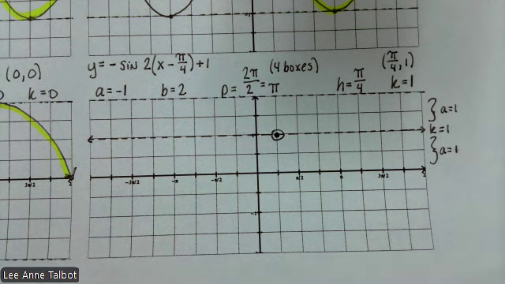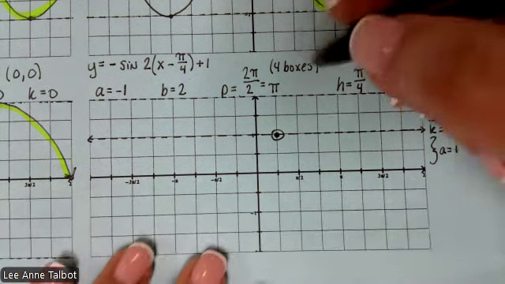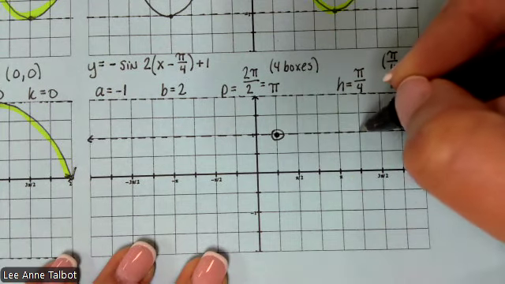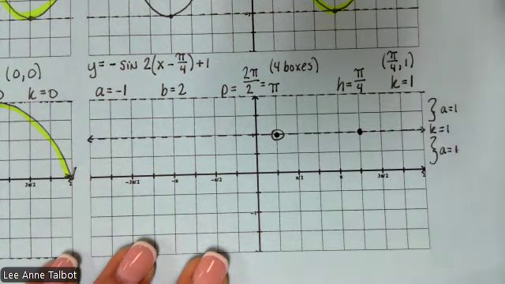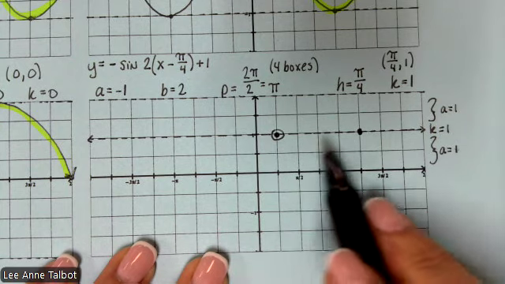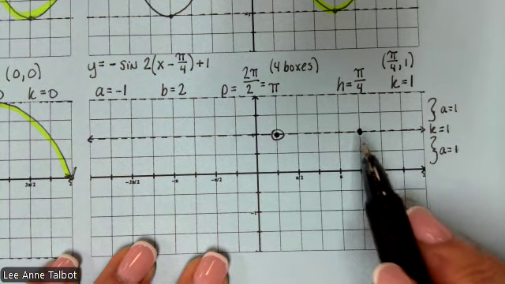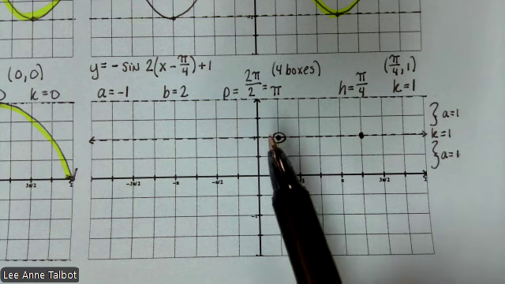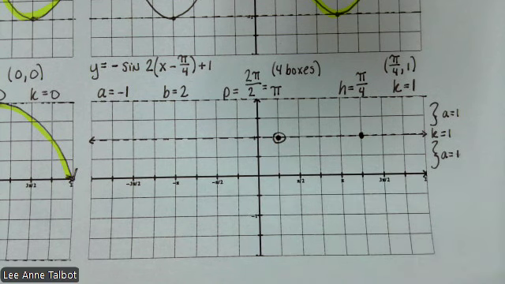Okay, then we need to pause. Actually, not yet. Then we're going to graph the end, which is 4 boxes away. 1, 2, 3, 4 boxes away. So this is the start of my wave, and this is the end of my wave. This wave is compressed. It's squished in more than usual. Everybody see my start and my end and where I got that from. So locator point, and then 4 boxes away.